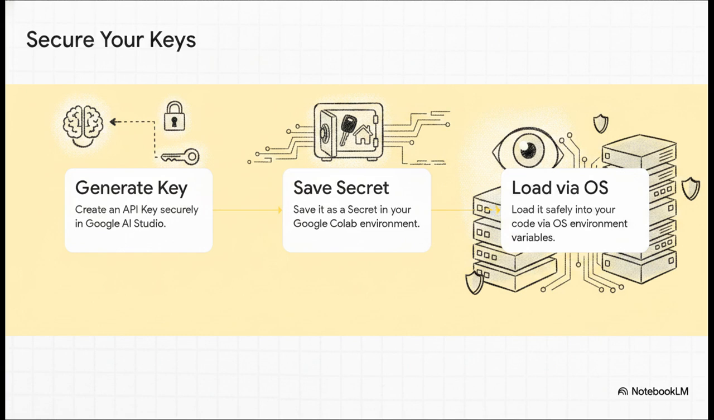Nobody wants that. So to stay safe, here's what you do. First, generate your key securely in Google AI Studio. Second, save it as a secret in your Google Colab environment. And third, load it safely into your code using OS environment variables. Doing this ensures the key stays completely hidden on the system level and your codebase stays totally safe.